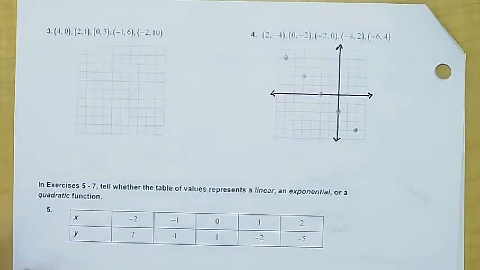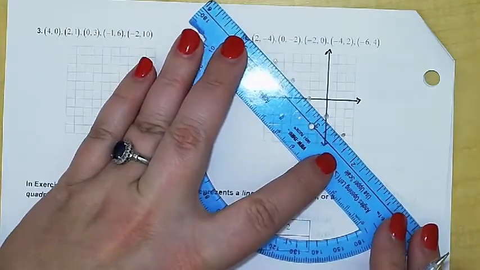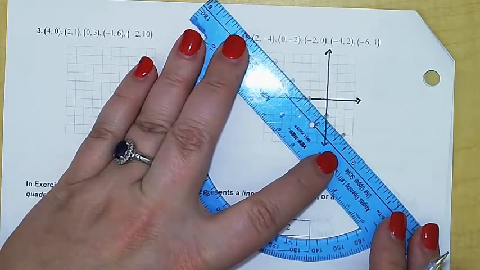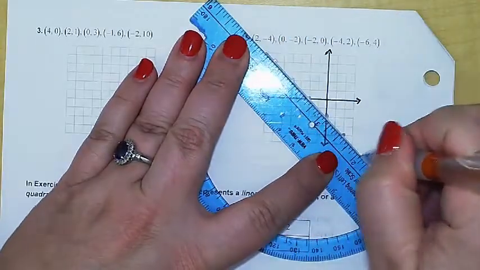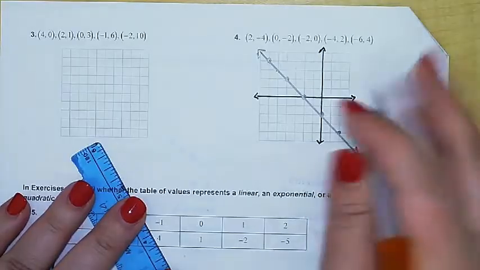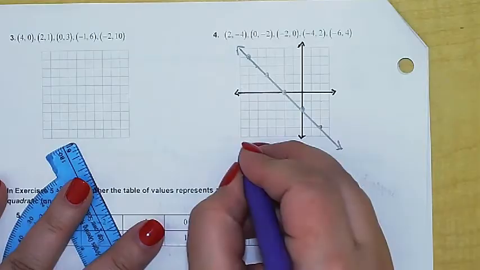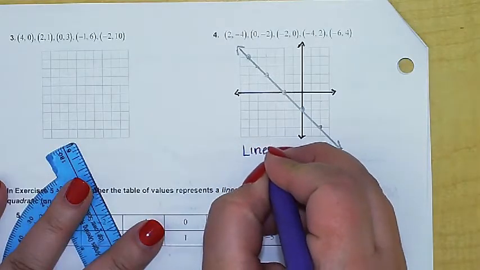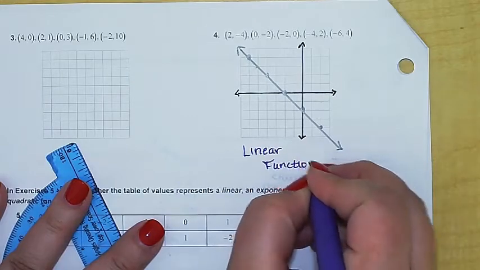And I can see here that it looks pretty straight. If I put a straight edge up to that, it most definitely fits the bill of a straight line. Okay, and we know that there's only one type of function that will make a nice straight line like this, and that is your linear function. So this guy is a linear function. Okay. So just a little practice there.